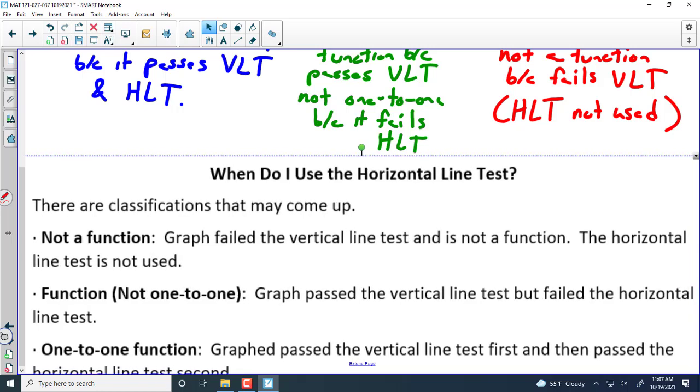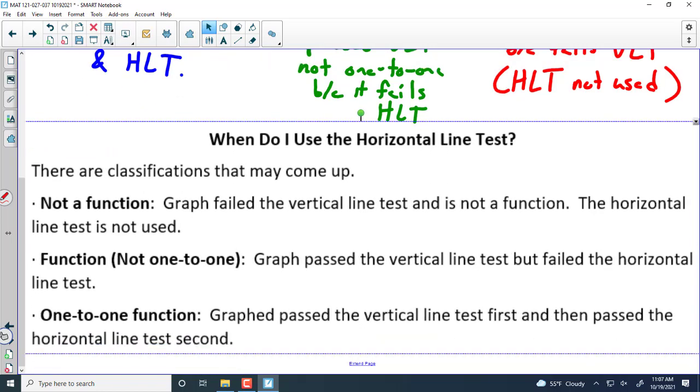When do I, the mathematician, use the horizontal line test? Well, there are three classifications that may come up. Not a function: the graph failed the vertical line test and is not a function. The horizontal line test is not used. That was the third example we just did up there. Failed the vertical line test, so we were done.